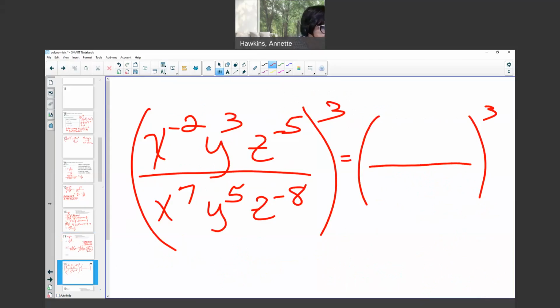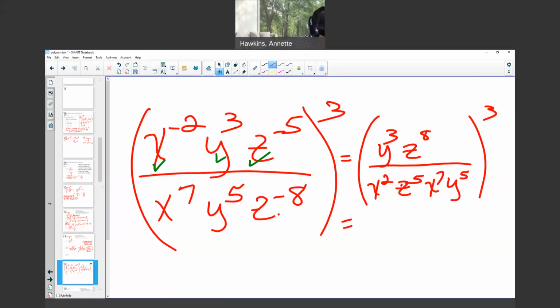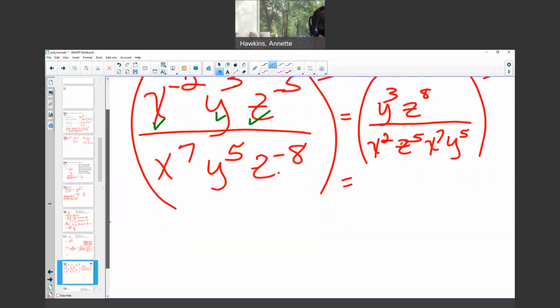We're not going to bother that yet. This is a negative exponent. It needs to move down. This is a positive exponent. It stays where it is. This is a negative exponent. It needs to move down. So I have taken care of the numerator. Let's go to the denominator. This is a positive exponent. It needs to stay where it is. This is positive. It stays. And this is negative, so it needs to move up. Okay. We are still trying to clean up this inside.